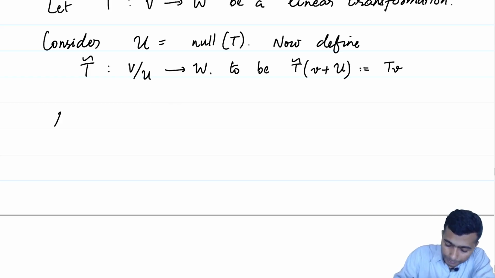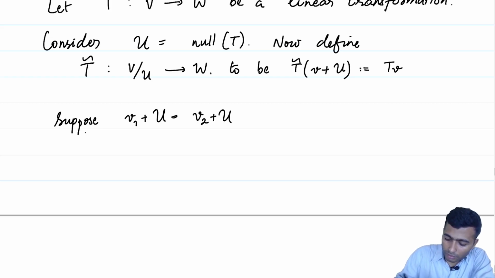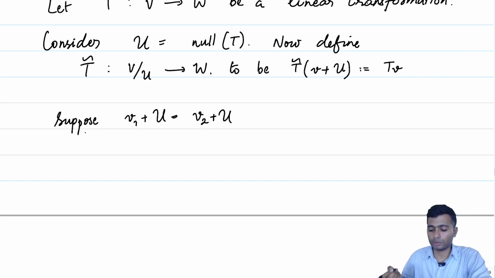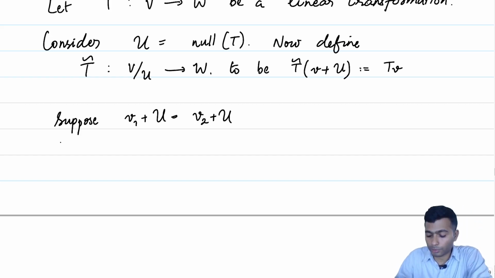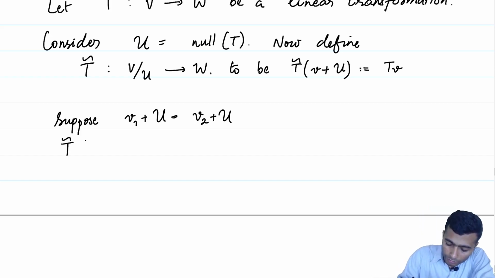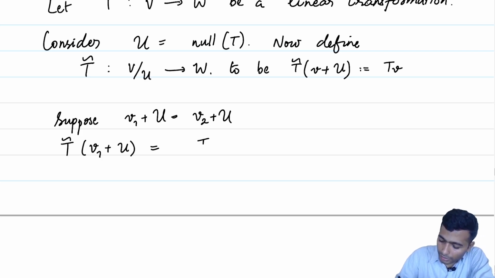So suppose, let's check that out. Suppose v1 plus U is equal to v2 plus U. Then T tilde of v1 plus U should be the same as T tilde of v2 plus U, because they are the same vectors in V mod U. What is T tilde of v1 plus U? That is equal to T of v1.